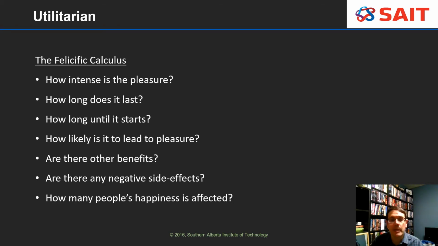Last, how many people's happiness is affected? For example, if you're deciding whether to watch a movie or to plant a garden in your yard, if you watch a movie, that pretty much only affects your happiness. On the other hand, if you plant a garden, that'll bring happiness to people who walk by and enjoy it. So in that sense, even though you would get more happiness from watching a movie, overall there would be a greater utility from planting a garden. These are 7 aspects of utility that need to be considered when dealing with a utilitarian case study.